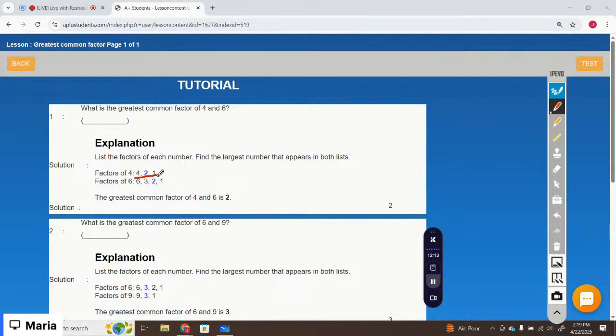So you need to find the greatest common factor. So the greatest common factor is 2. 1 is also common, but the greatest number that is common is 2. So the greatest common factor for 4 and 6 is 2.